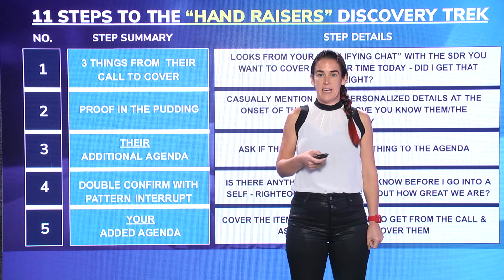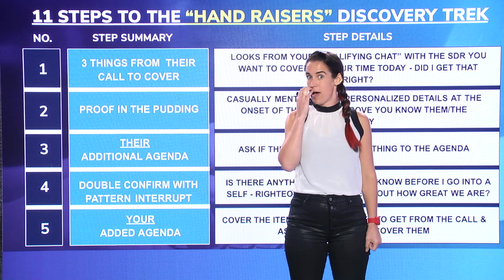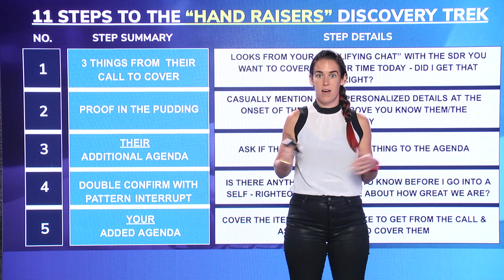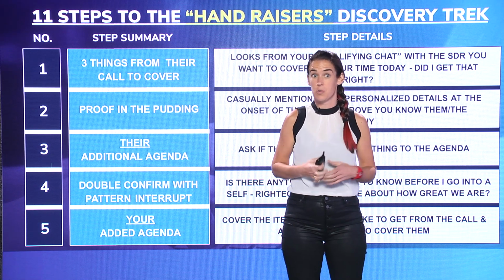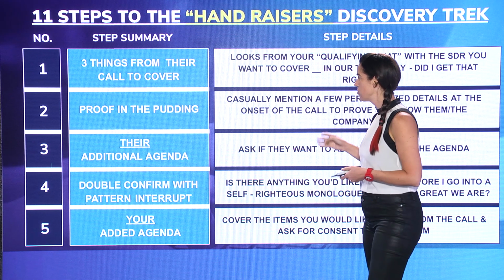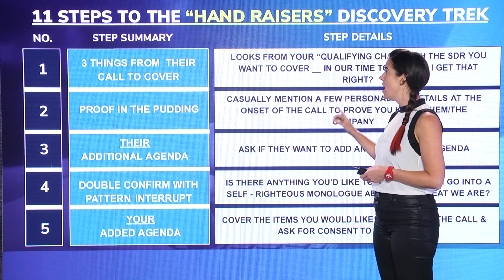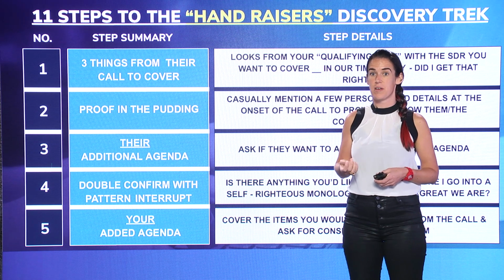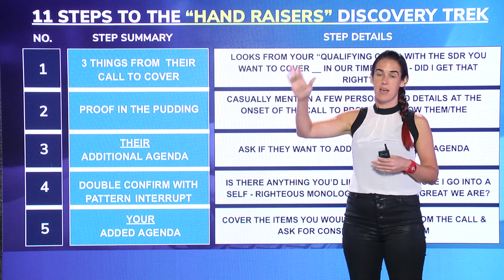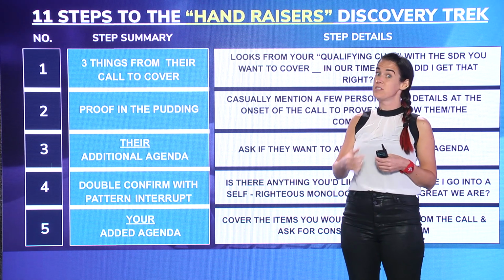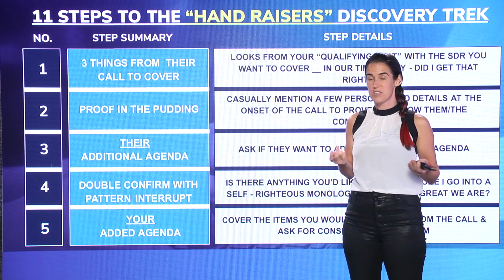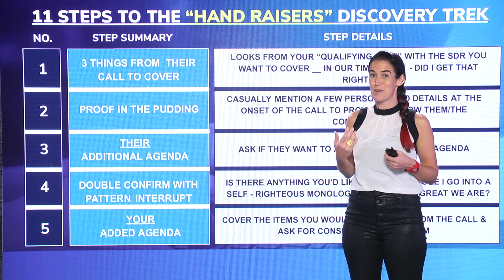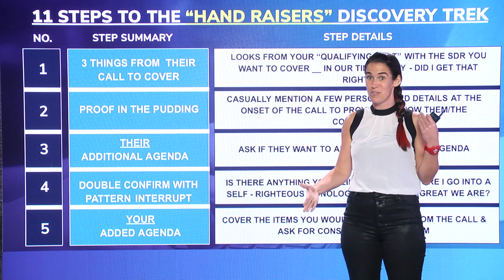So the more detailed you can be, the better, in terms of how you are customizing this discovery call down to the source. But let's start with the steps. Number 1, I would discover 3 things from their call that they want to uncover. So in this scenario, this is going to be a hand raiser, someone who has probably done quite a bit of research. Forrester did a study on all of the different things that people seek out for information before they request a demo. There's a multitude of variables.